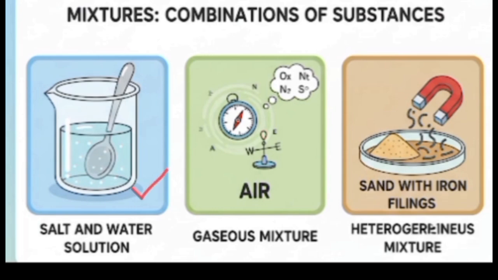In this way, here you can see the mixtures. Salt and water solution is a mixture. Air is a mixture of oxygen, nitrogen, sulfur, carbon dioxide, water vapors, and here salt and iron filings are mixed together and can be easily separated by a magnet. Mixture is of two types, homogeneous and heterogeneous. We will discuss this in our next video.